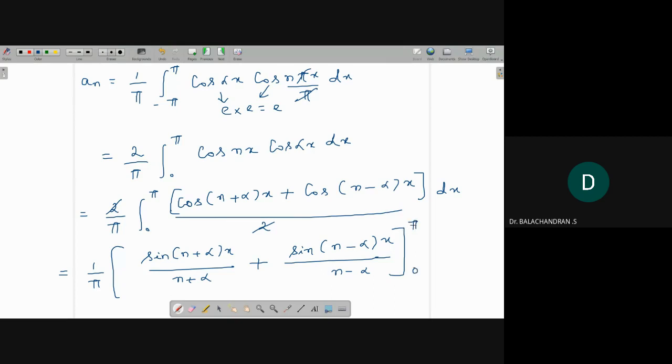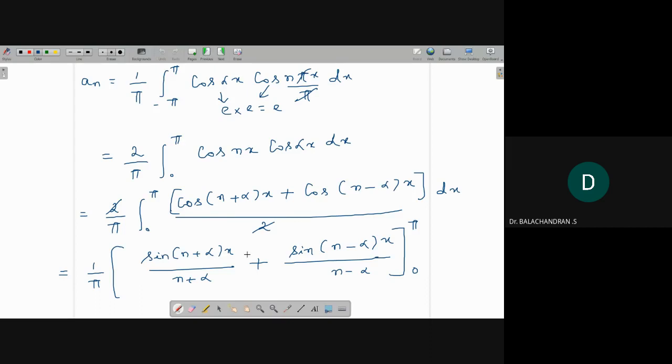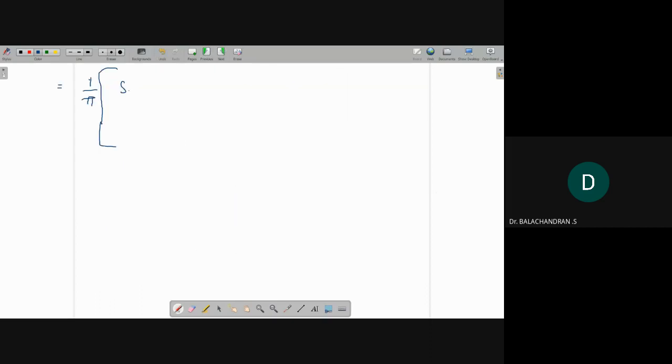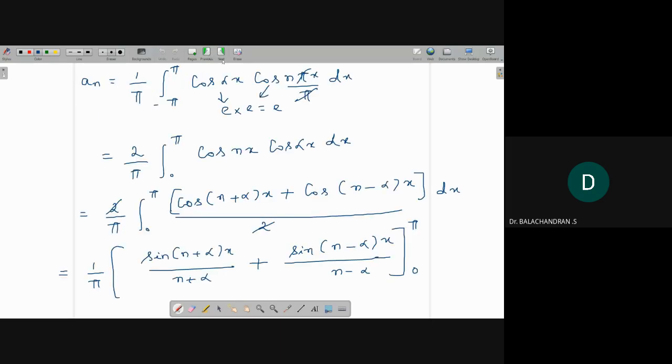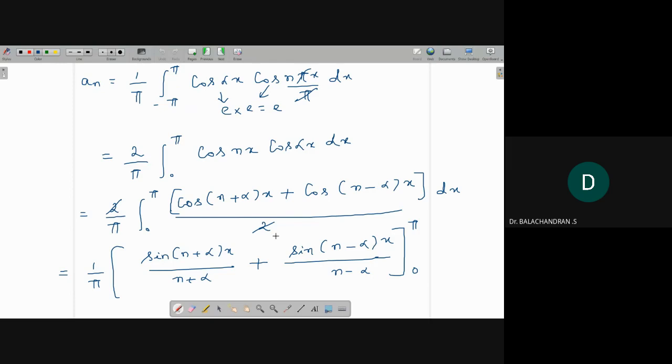First apply the upper limit, x equal to pi. I'll go to the next slide. 1 by pi, so you get sine of (n plus alpha) into pi divided by n plus alpha, plus sine of (n minus alpha) into pi divided by n minus alpha.